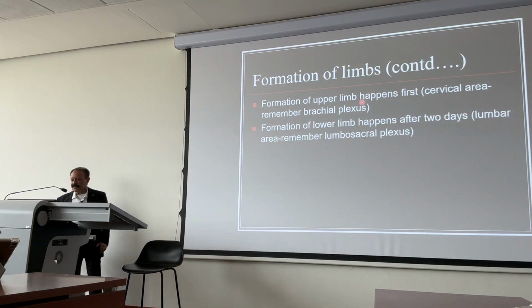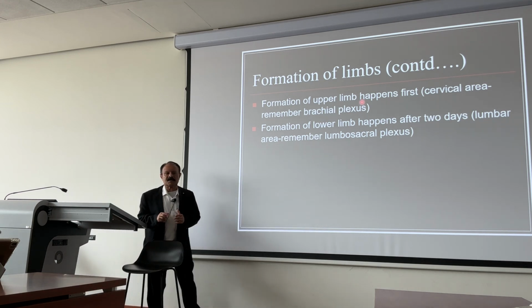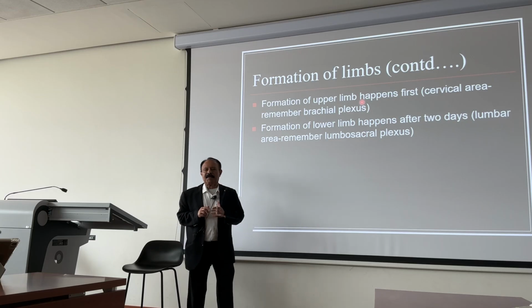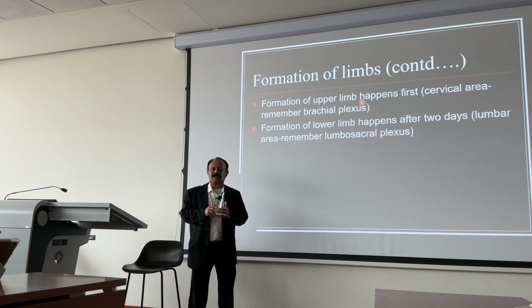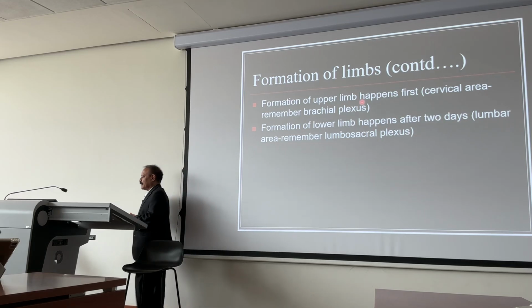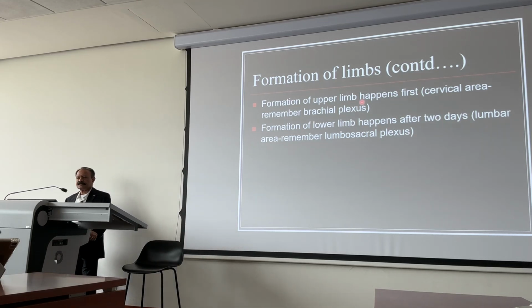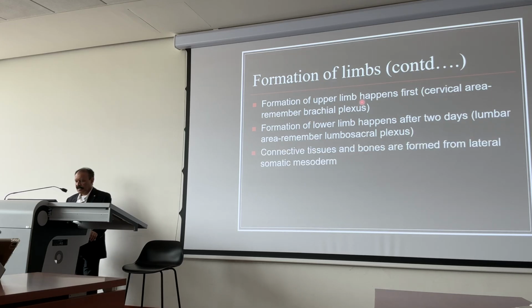Formation of the lower limb happens after 2 days. If I say that days 25, 26 is the upper limb, then the lower limb will be 2 days later, days 27, 28. Lumbar area, remember the lumbosacral plexus. 2 areas. Connective tissue and bones are formed from the lateral somatic mesoderm. Say yes to me. Yes.